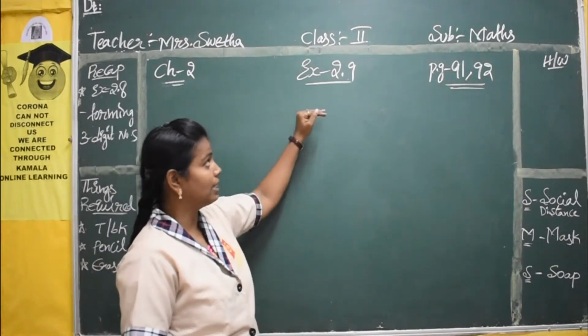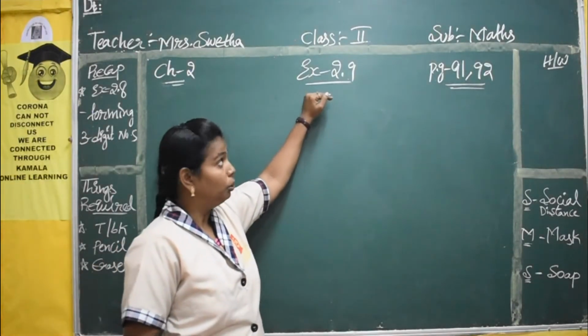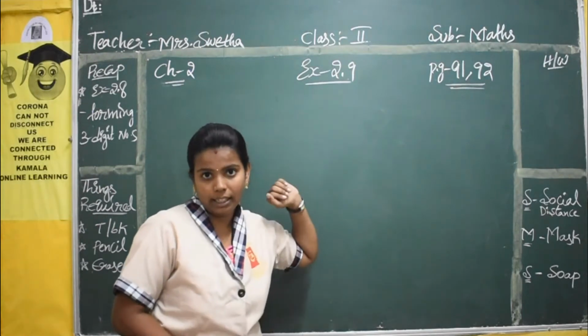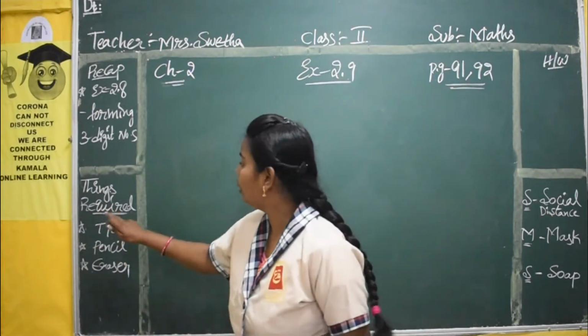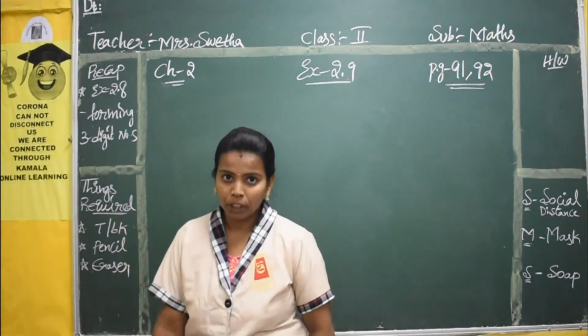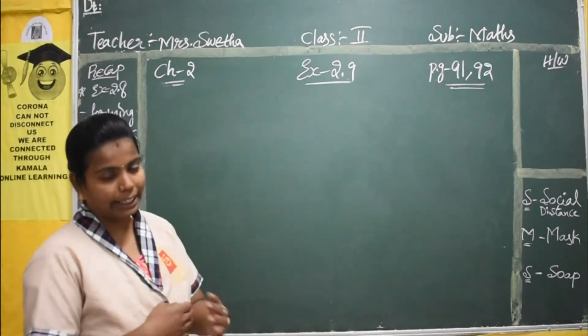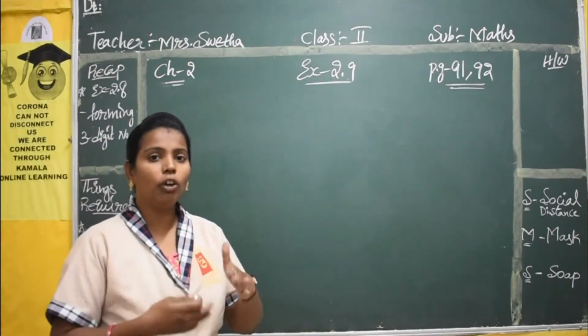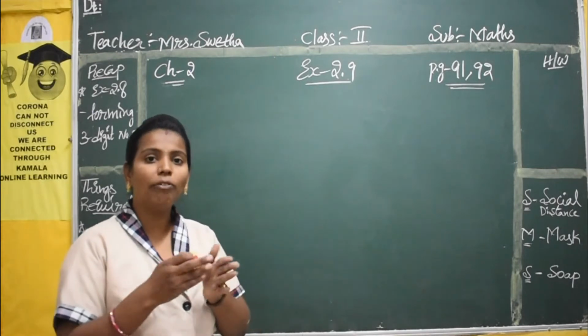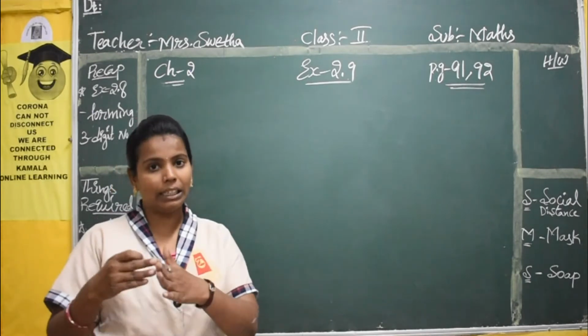So in today's exercise, we have to start with the 2.9 exercise. For doing this exercise, you require your term book, pencil and eraser. Okay, so this term book, pencil and eraser will be the same. Whenever you are starting with your maths class, you have to be ready with your term book, pencil and eraser.